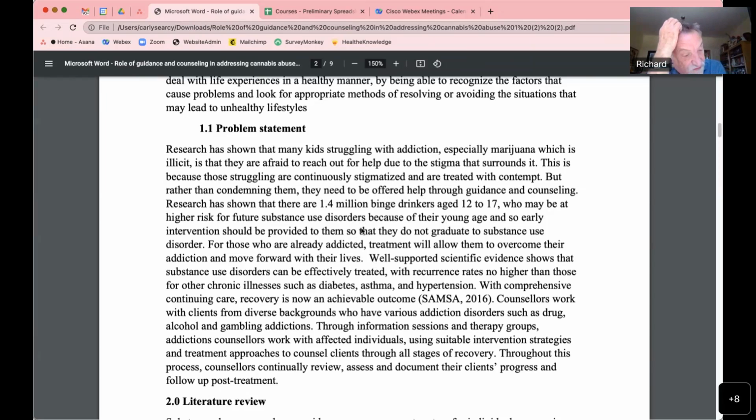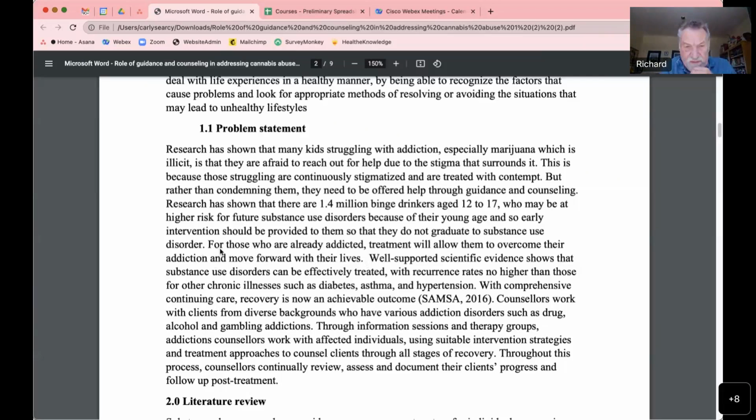So you've got, for example, in the problem statement, research has shown that many kids struggling with addiction. Well, kids is not the right thing to say in a scientific journal. You'd say many young people. Now, further down there, you've got research has shown that 1.4 million binge drinkers aged 12 to 17 may be at high risk for substance use disorders. Now, you don't say where those 1.4 million binge drinkers are. Are they worldwide? Is that in Kenya? Is that in Africa? So you need to be a bit more specific. And also, you've presumably got that from a paper, so you do need to reference it.